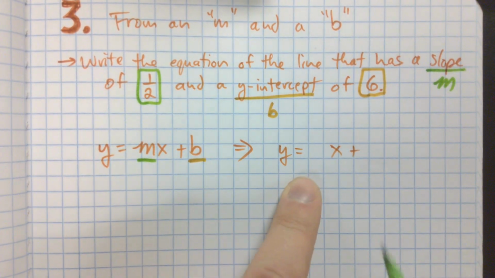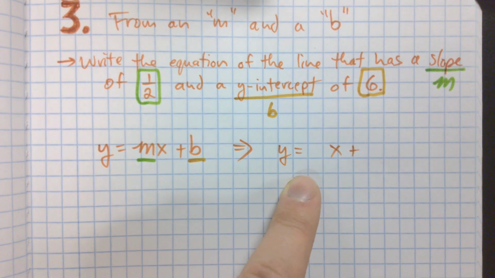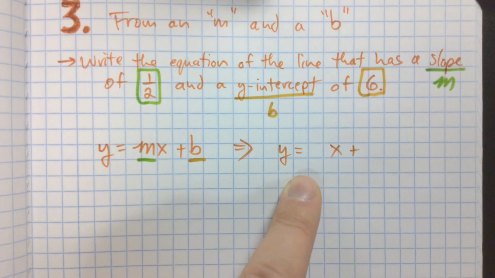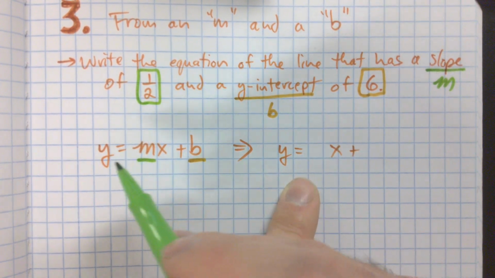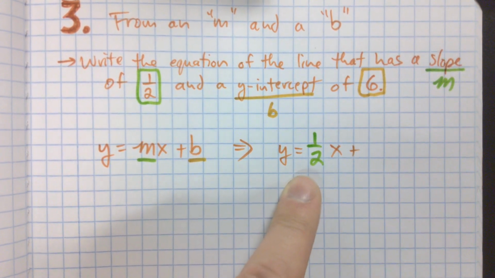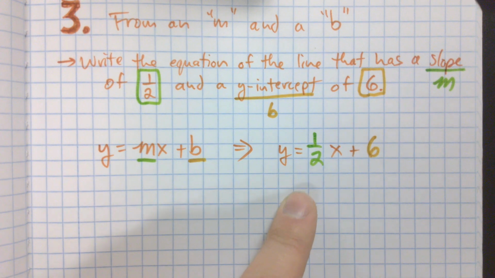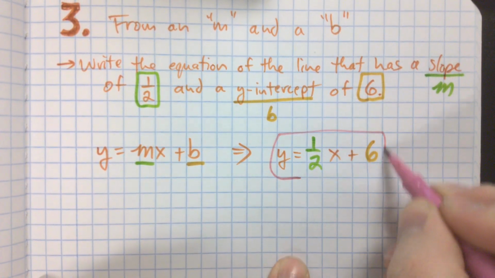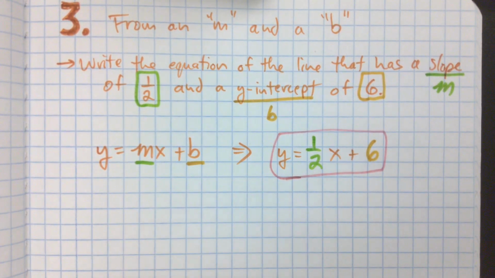So who can help me out? What's my equation here going to be? Y is equal to what? Mx plus b, right? But let's plug in the m and the b. 1/2 x plus 6. Super simple.